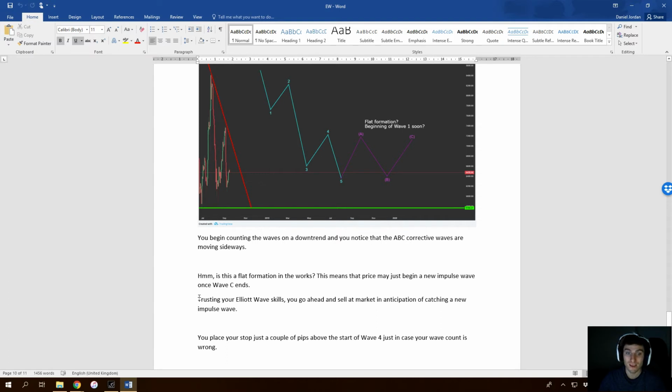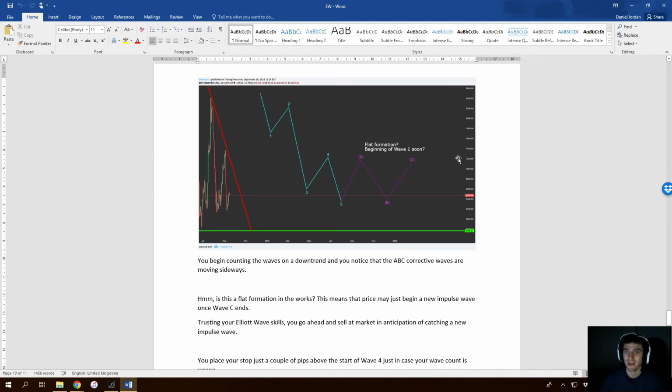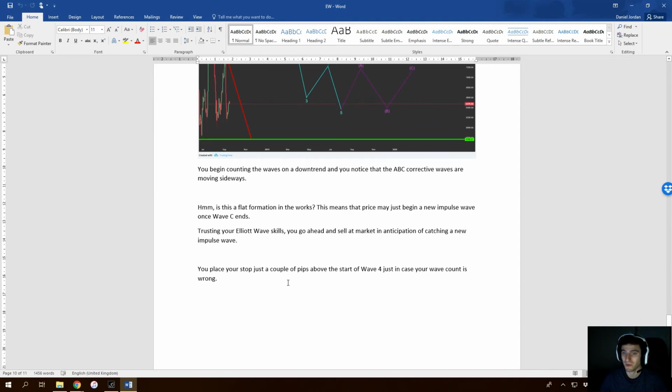Okay. Trusting the Elliott Wave skills that you have learnt from me over these last 2 lessons, you notice this flat formation appearing, and you go ahead and sell at the market in anticipation of catching a new Elliott Wave impulse 1 downwards. You place your stops just a couple of dollars, if you're looking at Bitcoin, above the start of wave 4, just in case your wave count is wrong.